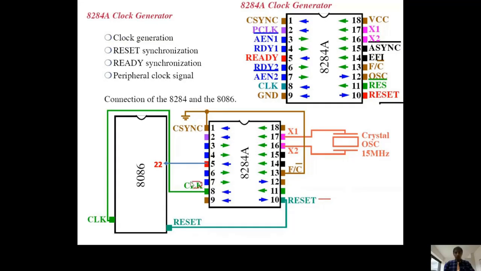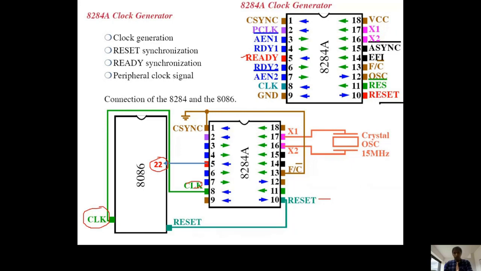Similarly clock. Pin number 8 of 8284 is clock. This clock is connected to clock of the 8086 microprocessor. Similarly pin number 5 is ready. This ready is connected to ready of 8086. In 8086 also pin number 22 is ready. Like that 8284 is interfacing to 8086 with the help of 3 pins. With the help of clock, 8284 gives clock signal to the 8086 microprocessor. I already explained the same thing in the previous 2 videos.